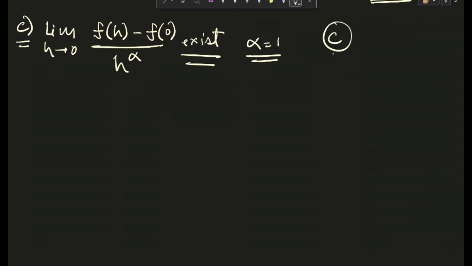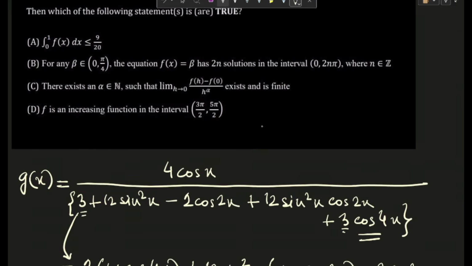Okay, I will anyways check the statement once for option number C. So option number C basically says that there exists an alpha belonging to natural numbers such that limit h tends to 0, this thing exists and it is finite. Yeah, alpha is obviously belonging to natural numbers. So till now A, B and C have come out to be correct. Let's look at the next option, which is option number D.